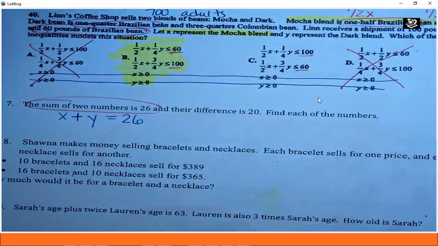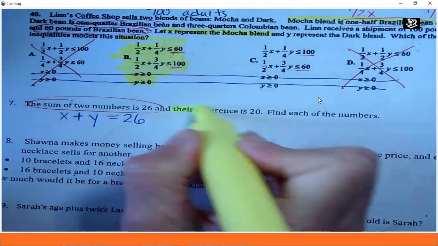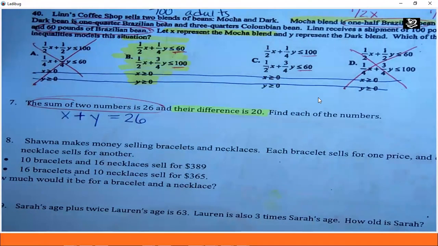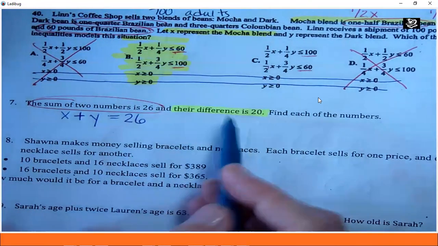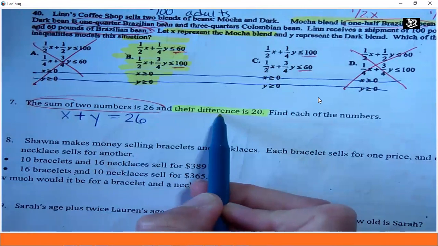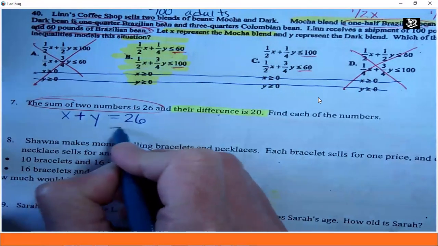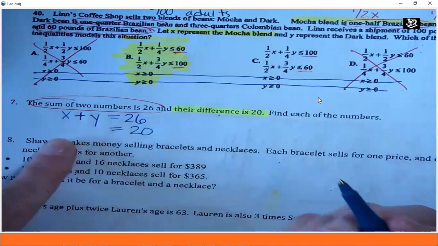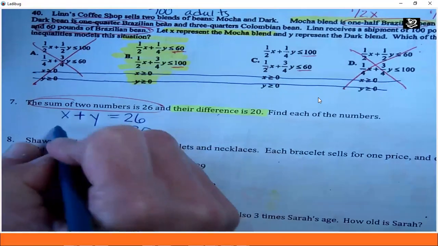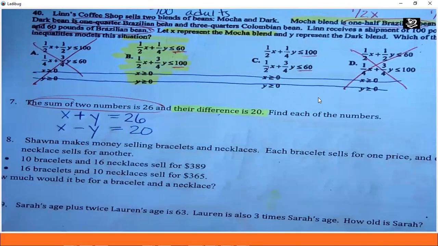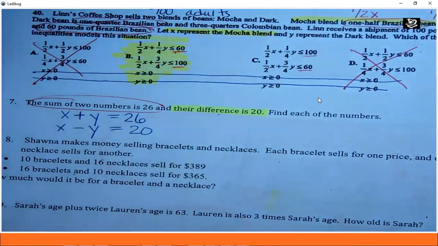Mason, what about their difference is 20? Their difference. So I'm talking about the difference of the two numbers. So what do you think I write? It's going to equal 20, but what do I write here? X minus Y. Their difference is 20. Okay?